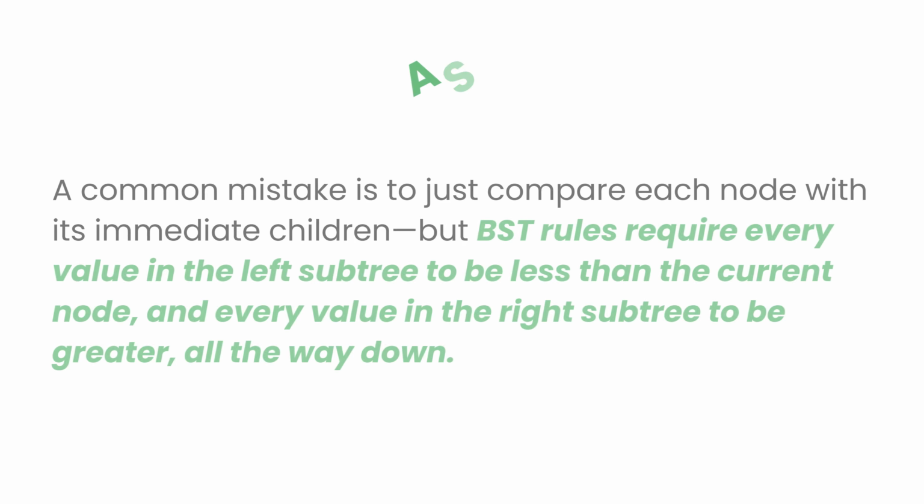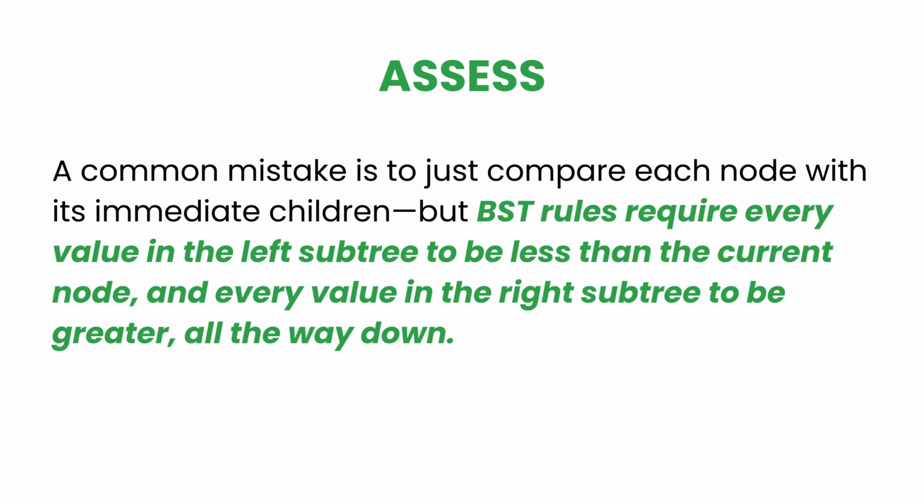Let's assess. What's tricky? A common mistake is to just compare each node with its immediate children, but BST rules require every value in the left subtree to be less than the current node, and every value in the right subtree to be greater, all the way down.